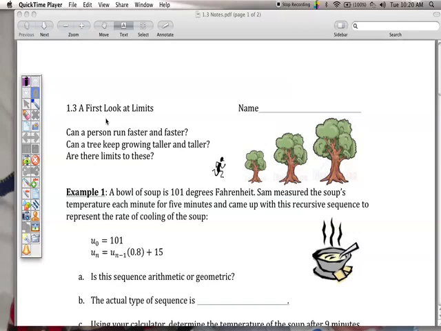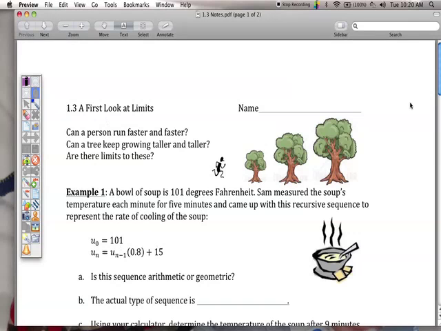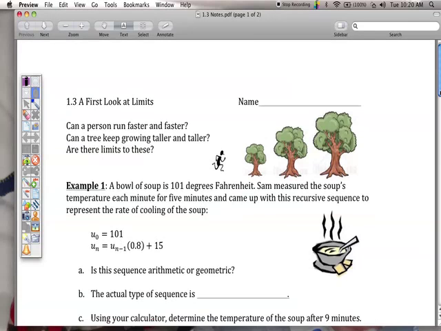Let's say a bowl of soup is 101 degrees Fahrenheit. Let's say Sam measured the soup's temperature each minute for 5 minutes, and he came up with this recursive sequence to represent the rate of cooling. So the original temperature is 101, and it looks like we have 80% of the temperature the minute before plus 15. There's your rule. First question, is this sequence arithmetic or geometric?